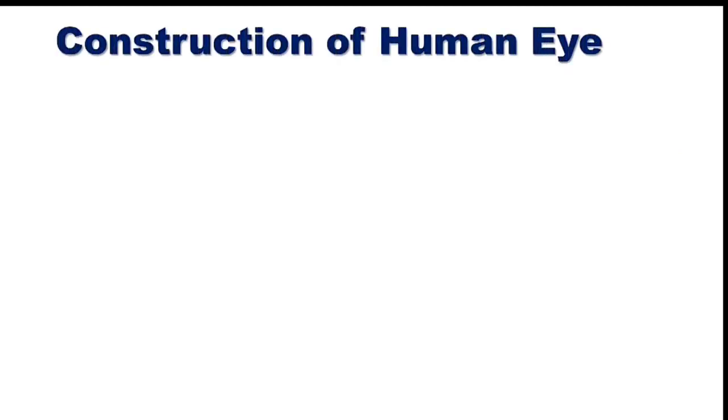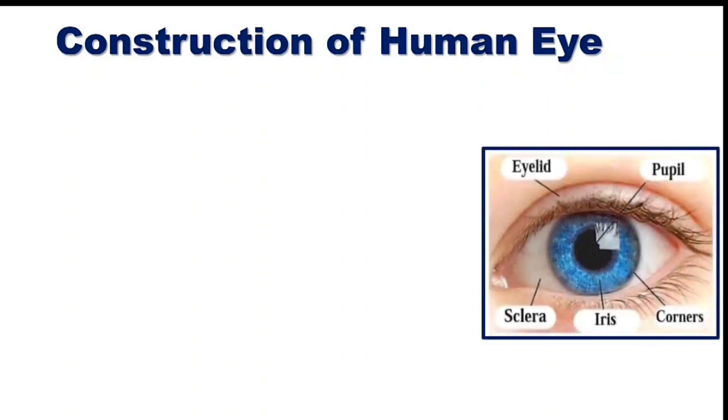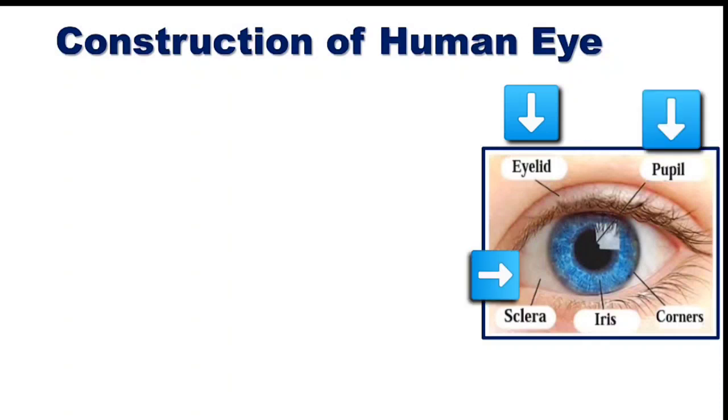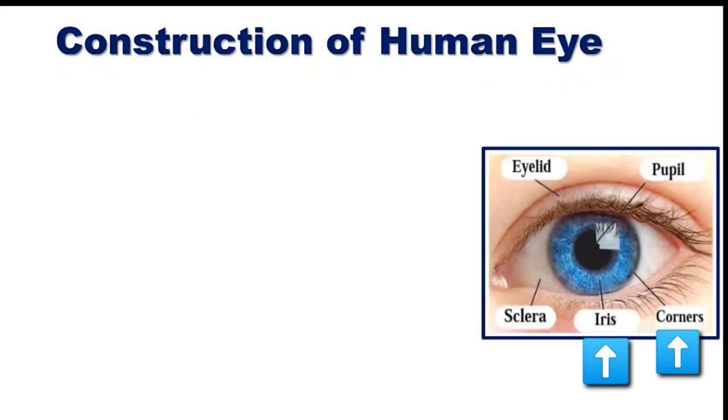Today, we are going to understand the structure of the human eye, the construction of the human eye. Look at this picture. This is what our eye looks like from the outer side. Some parts are shown in the picture, like eyelid, pupil, sclera, iris in blue color, and corners. We all know the color of the iris is different for different people. Let us understand the structure of the eye and its various parts step by step.